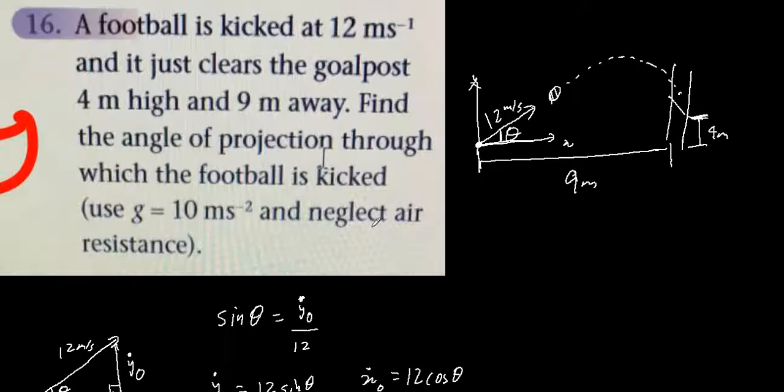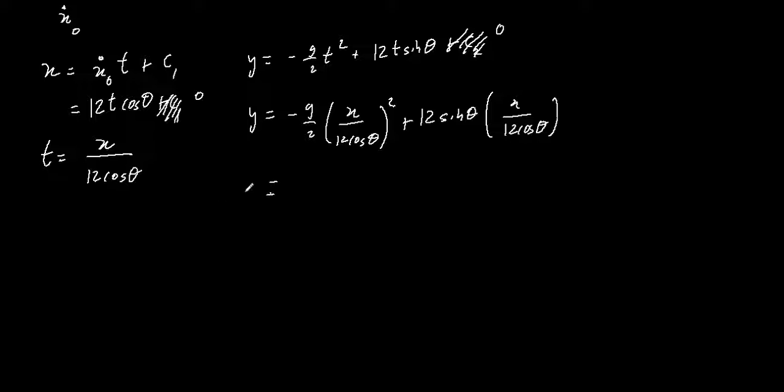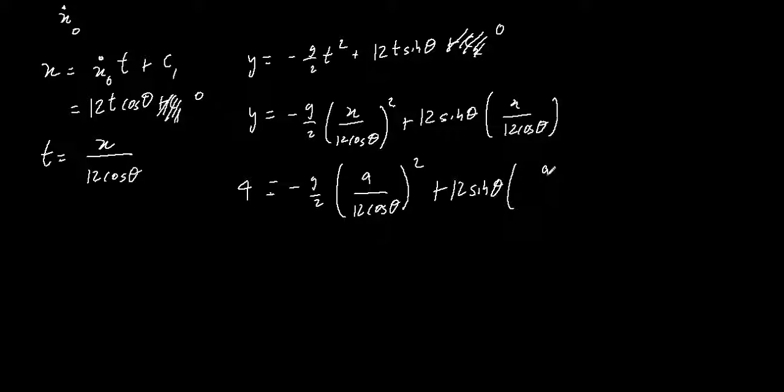Oh wait, I do have another piece of information. I have this point. When x is equal to 9, y is equal to 4. That's what this tells me. So that means y is equal to 4. So 4 is equal to minus g on 2. Now when x is equal to 9, so that's 9 on 12 cos theta squared plus 12 sine theta times 9 on 12 cos theta.